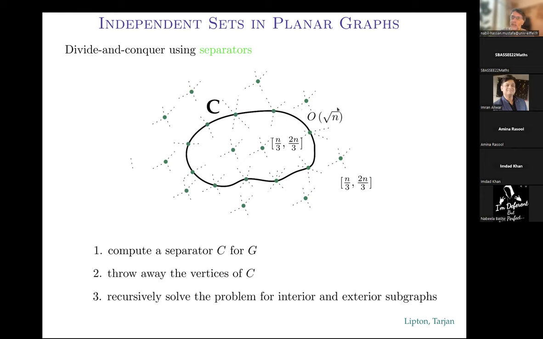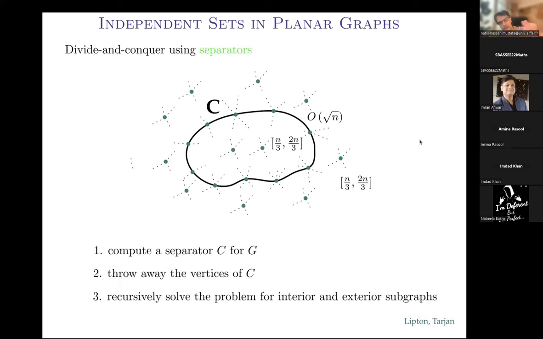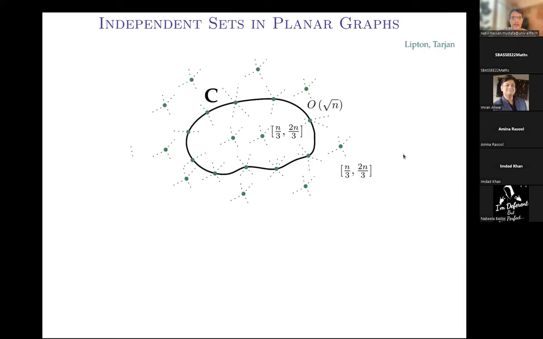So your problem size goes from n to 2n over 3 or n over 2. Think of it as just n over 2. So you halve your problem size and you throw away square root of n vertices. One thing I should have specified is that you continue until a certain point. As long as each problem has a large size, you can keep on doing separator after separator. At some point you stop and you return your current solution, and that's your answer. And so the question is, why should this give you a good answer?